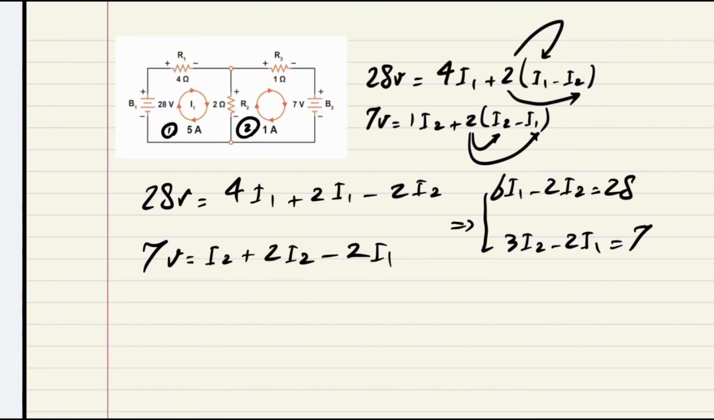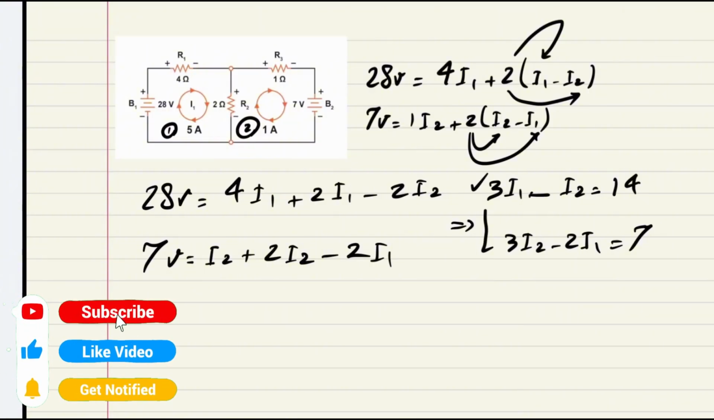So at this point, I have to solve it. You can use the elimination method, the matrix method, or the substitution method. I'm going to use the substitution method. How can I do that? I'm going to use the first equation. Why the first one? Because as you can see, 6, 2, and 28 can be divided by 2. If I do that, I get 3 I1, minus 1 I2, and 14. So that's the form I have.